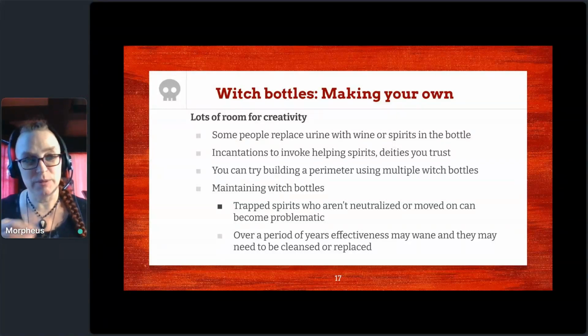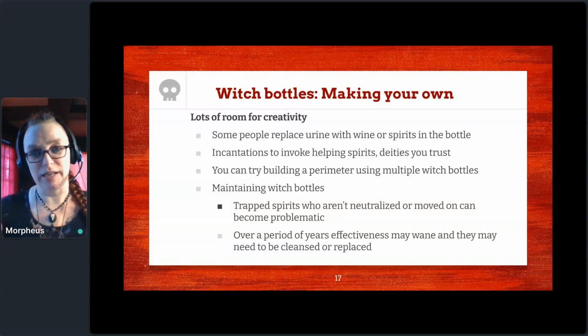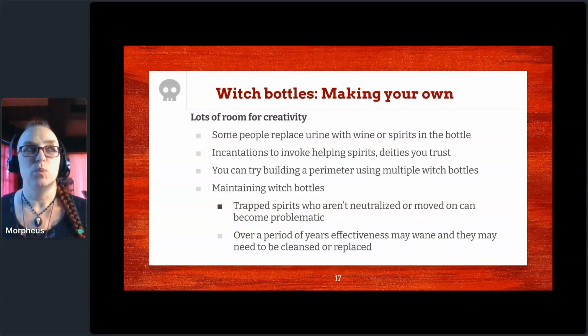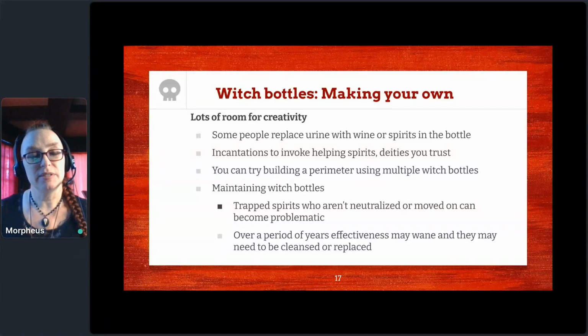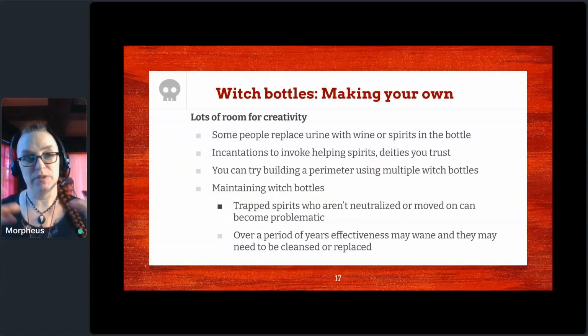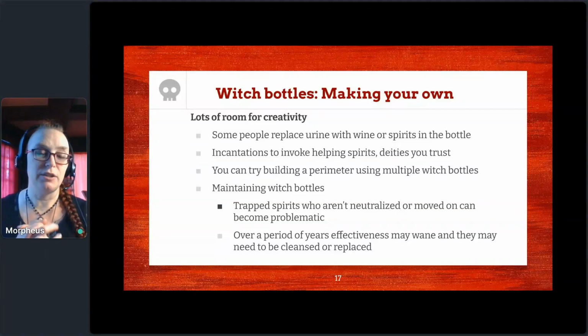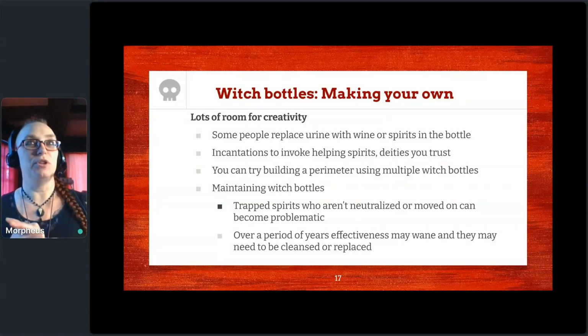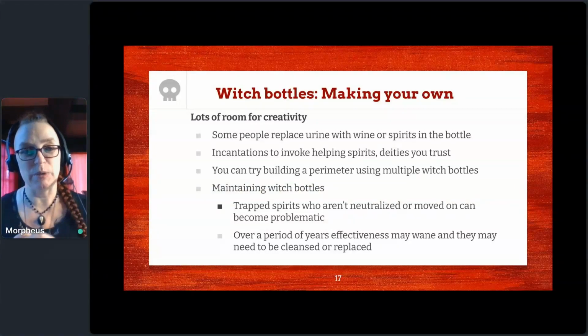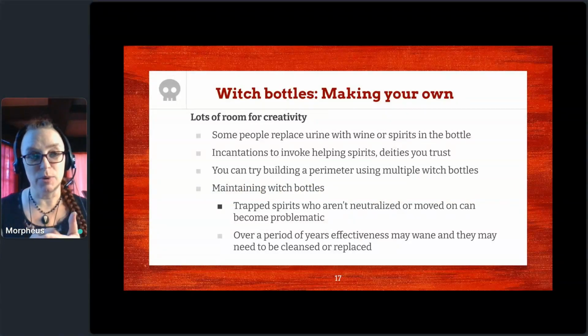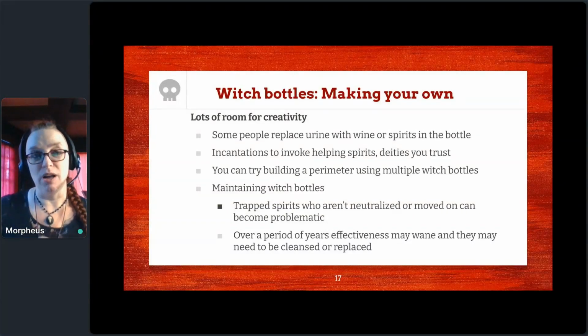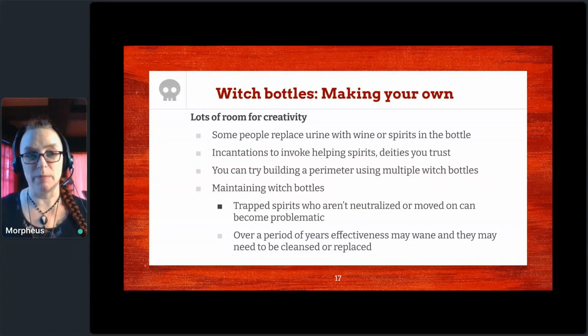So spirit traps in general need to be maintained. It's not just a set it and forget it kind of thing. When you have something that traps spirits, especially if they aren't neutralized or moved on in some way, spirit traps that just contain spirits and hold them there, those spirits can become problematic. So I think this is one of the reasons why most of these spirit traps include some kind of component that's either going to eat those spirits, destroy them, or just send them on somewhere. You don't just want them sitting in a trap.